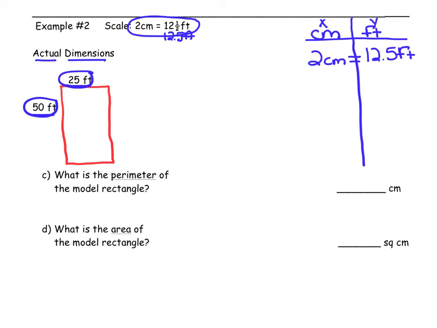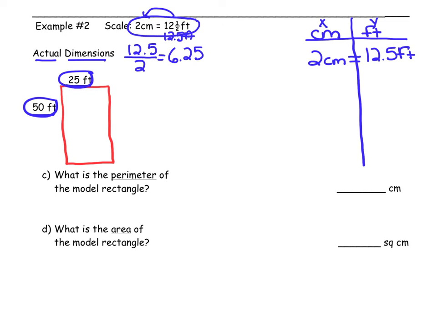Let's get our conversion rate by placing Y over X. And in this case, it's 12.5 divided by 2. Take a moment and punch that into your calculator. 12.5 divided by 2. You should get a conversion rate of 6.25.